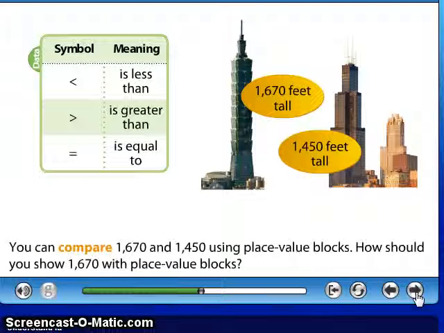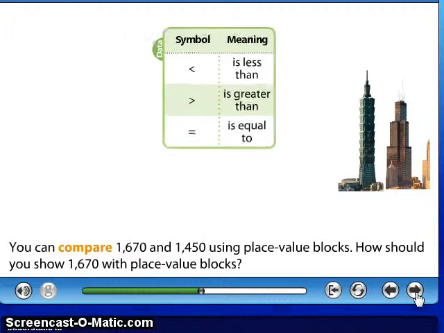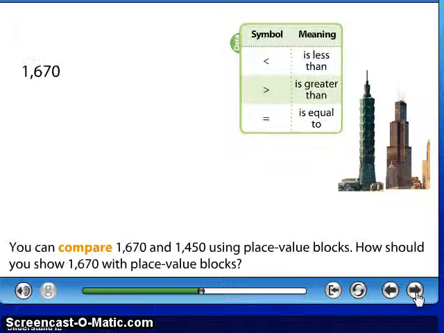You can compare 1,670 and 1,450 using place value blocks. How should you show 1,670 with place value blocks?